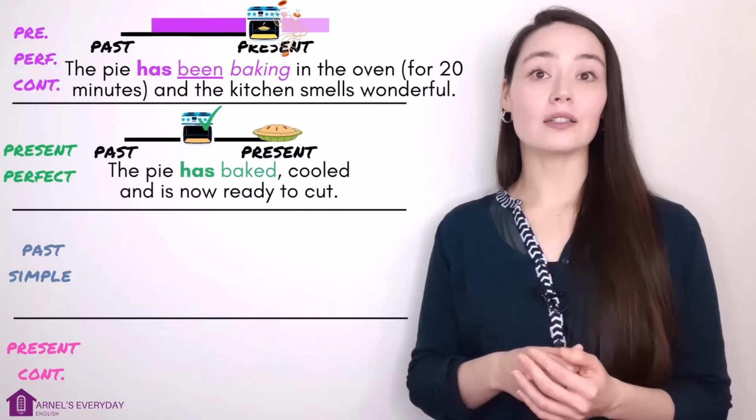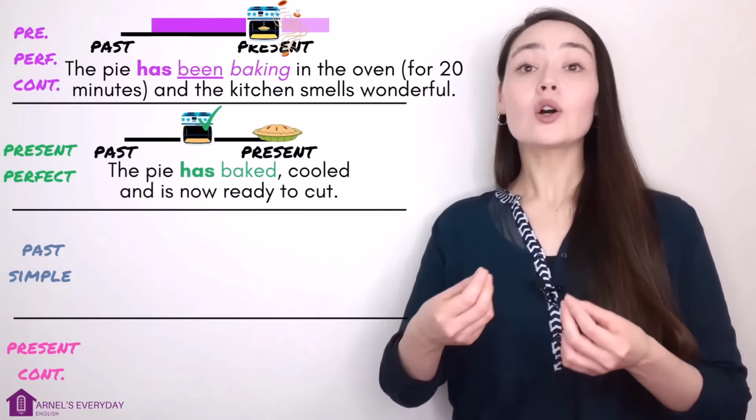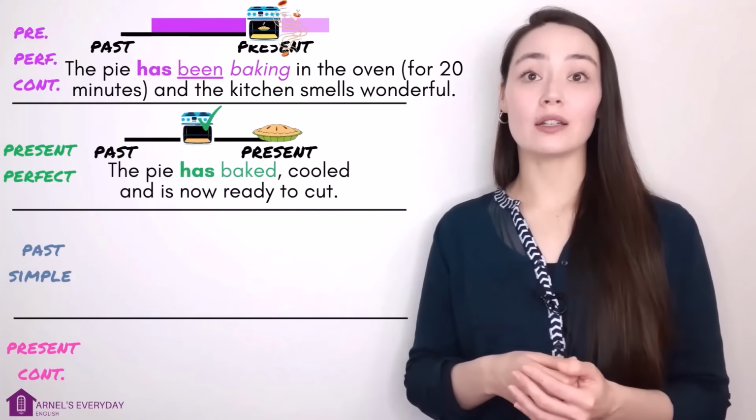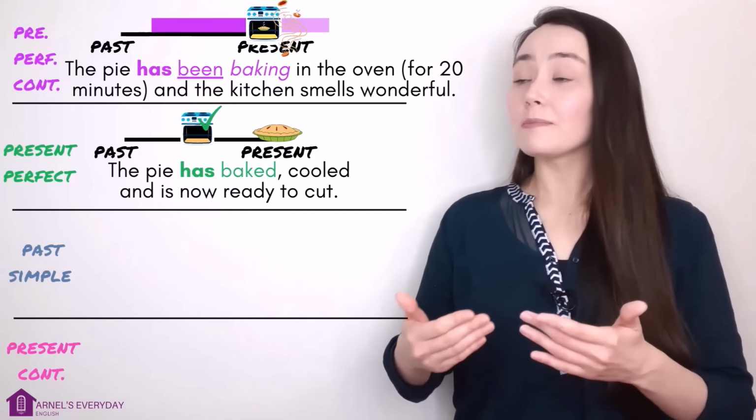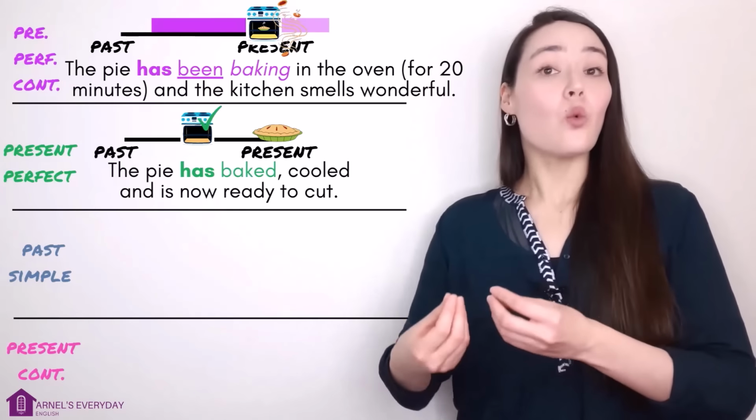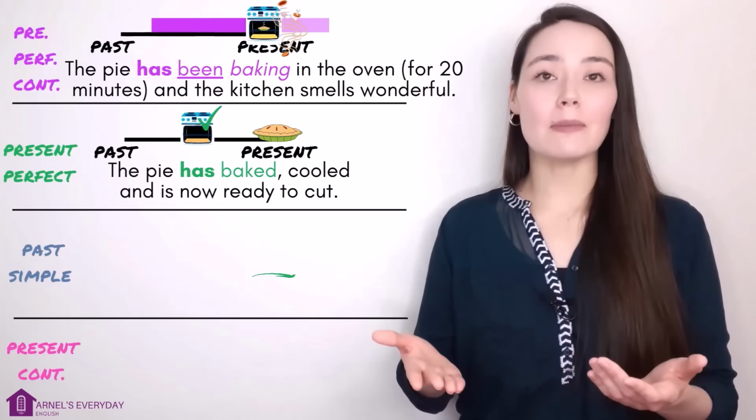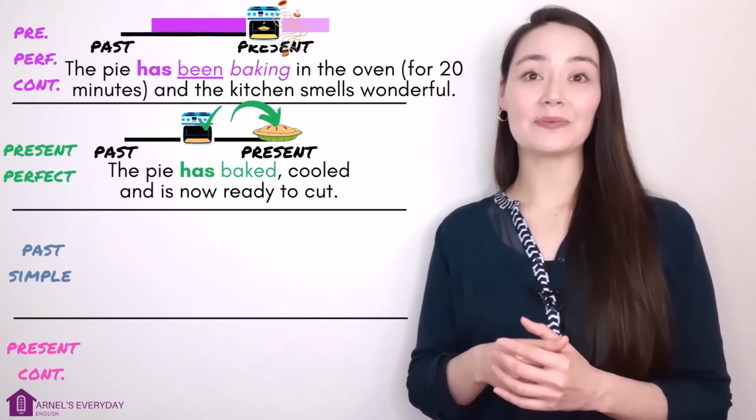Present perfect. The pie has baked, cooled, and is now ready to cut. This is a completed past action. The pie is out of the oven. When did this action happen? It doesn't matter. Before, now.